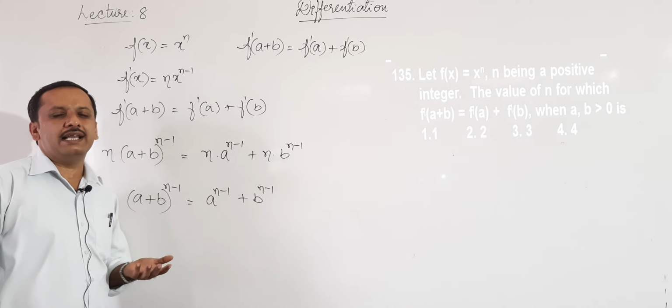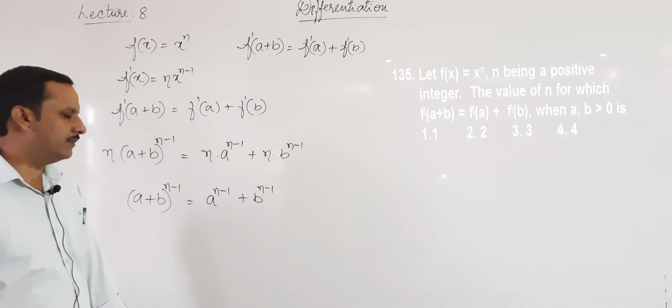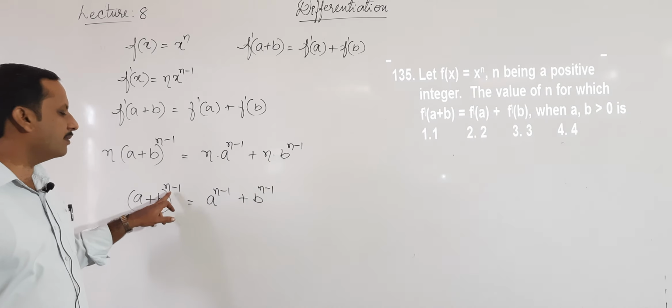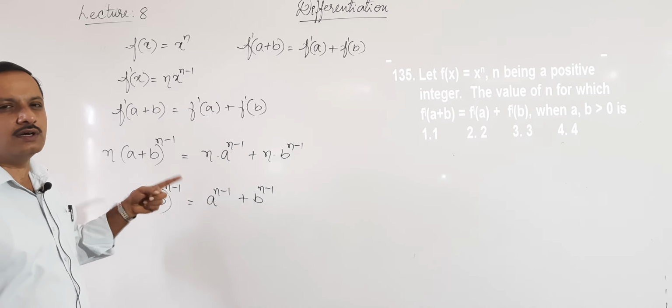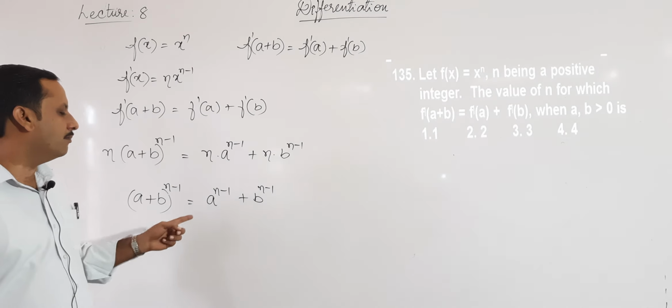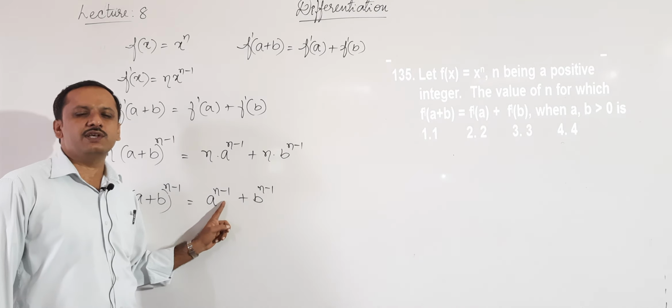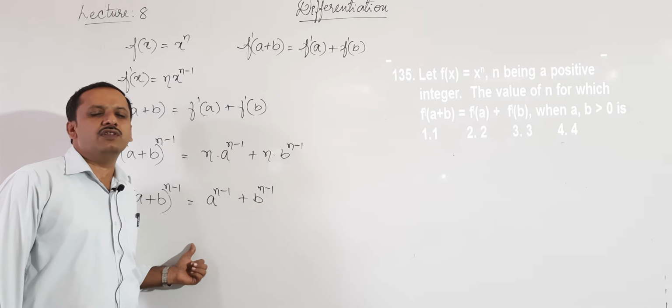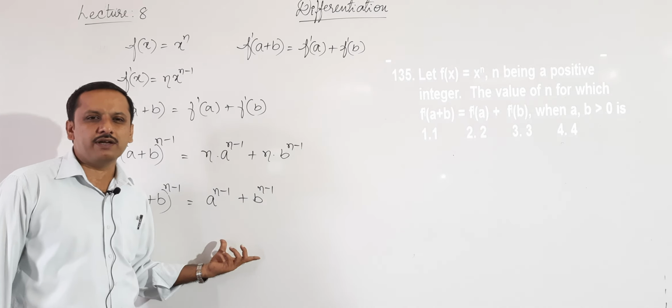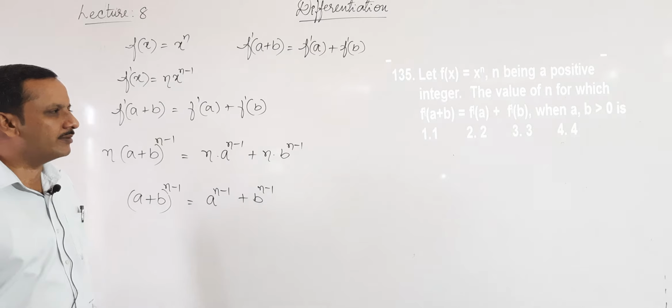We will go for trial and error. Put n equal to 1. If I put n equal to 1, I am getting here power 1 minus 1, that is 0. A plus b to the power 0 is 1. LHS will be 1. But on RHS, 1 minus 1 is 0, a power 0 is 1. Similarly, here b power 0 is also 1. LHS will be left with 1 and RHS is 2. They are not equal, right? So 1 cannot be the right answer.